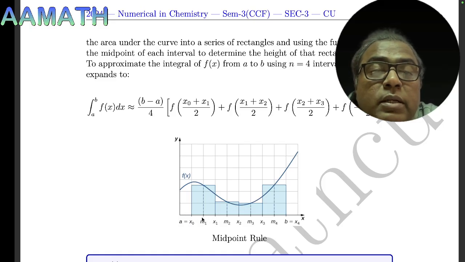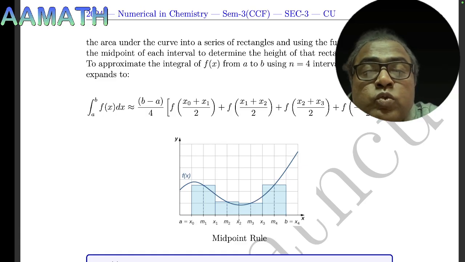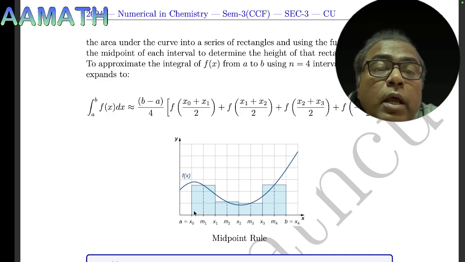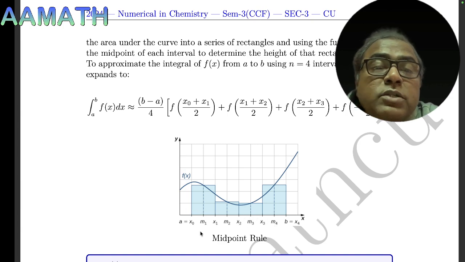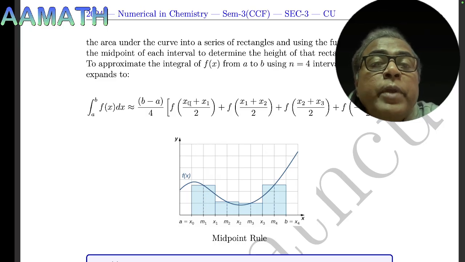Now we subdivide into subintervals: x0 to x1, x1 to x2, x2 to x3, and x3 to x4. These are the 4 subintervals. Next we find the midpoint of each subinterval. This m1 is the midpoint of the subinterval x0 x1, m2 is the midpoint of the subinterval x1 x2, and m3 is the midpoint of the next subinterval, and so on. Next we find the corresponding value of f(x) at these midpoints. The midpoint means (x0 plus x1) by 2. So m1 equals (x0 plus x1) by 2, and the value of f at this point m1 is the corresponding height. This is f of (x0 plus x1) by 2.